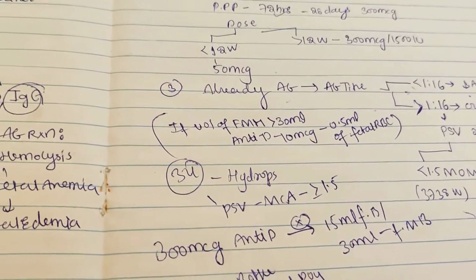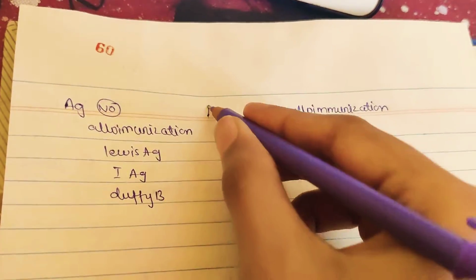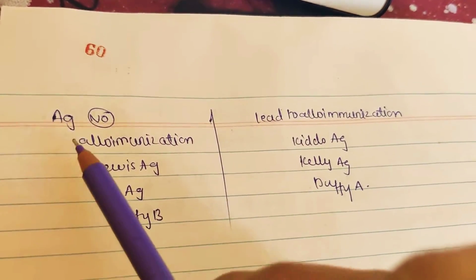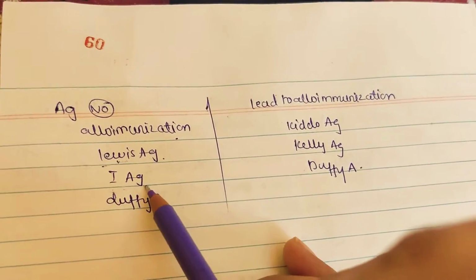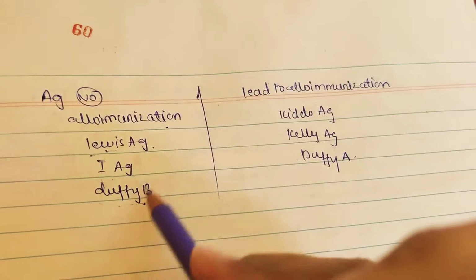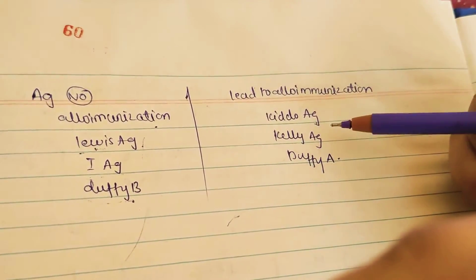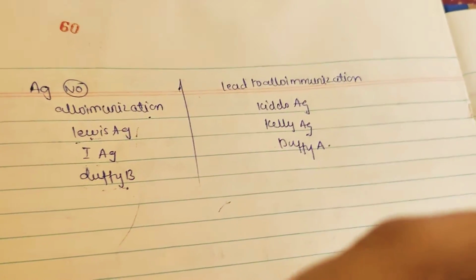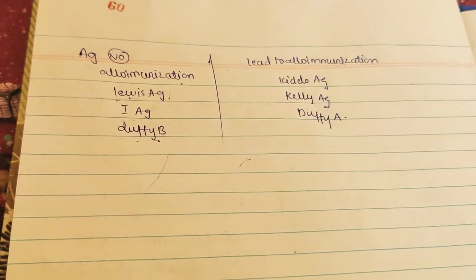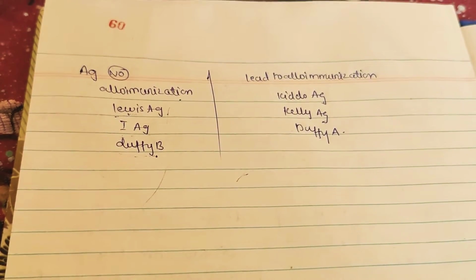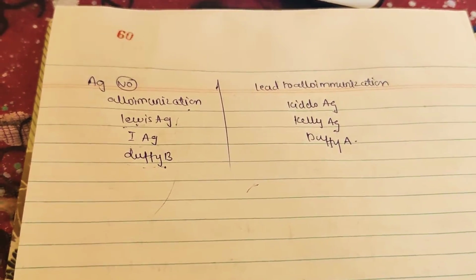Let me make a diagram. So see this information table here. You can see antigens which don't need allo immunization are Lewis antigen, I antigen, Duffy B antigen. Very important: the antigens which lead to allo immunization are Kidd antigen, Kell antigen, and Duffy A antigen. So this is an important table to remember. Finally, let us discuss Hydrops Fetalis and end this session on Doppler and Rh negative pregnancy.